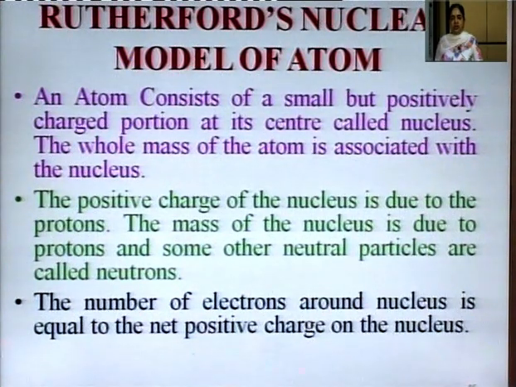The positive charge of the nucleus is due to protons. The mass of the nucleus is due to protons and some other neutral particles called neutrons. The number of electrons around the nucleus is equal to the net positive charge on the nucleus.